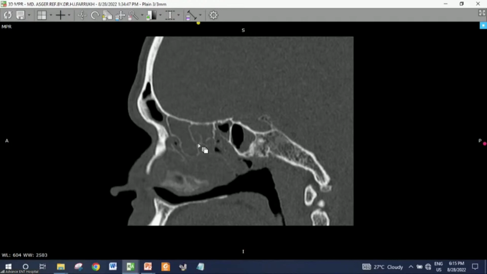Sir, do we encounter any difficulty in finding this anterior sphenoidal artery in this case? Not really. The anterior frontal artery is far behind. Okay. Nothing to do with the anterior frontal artery.